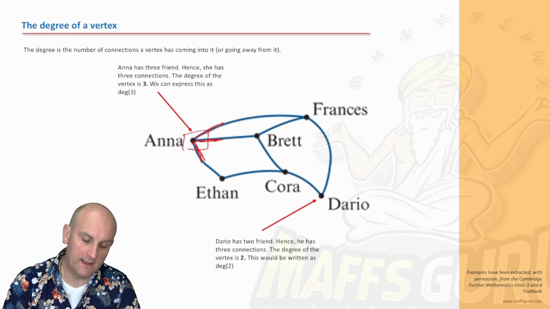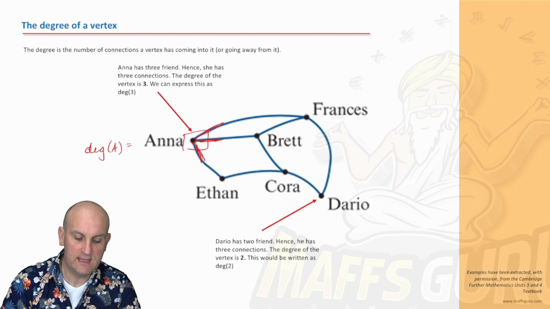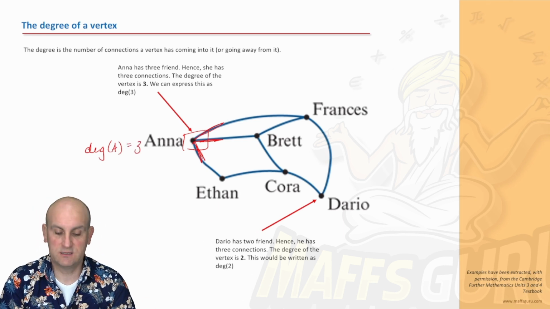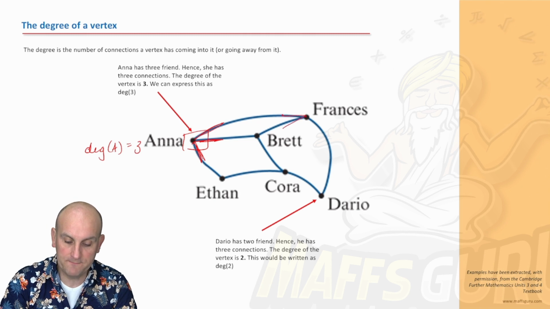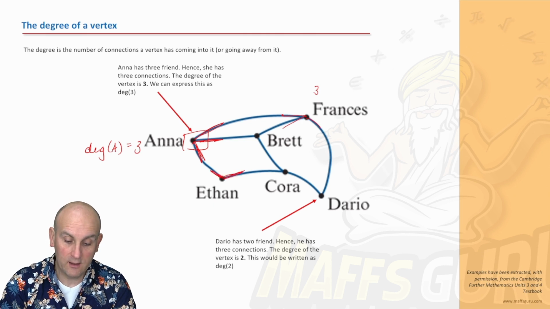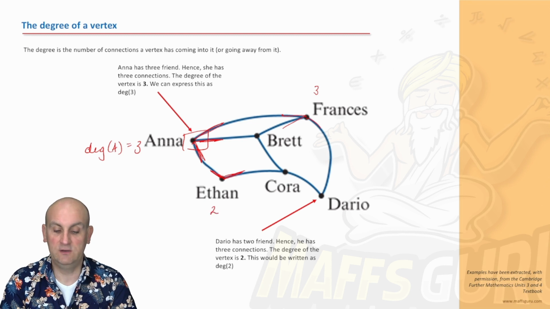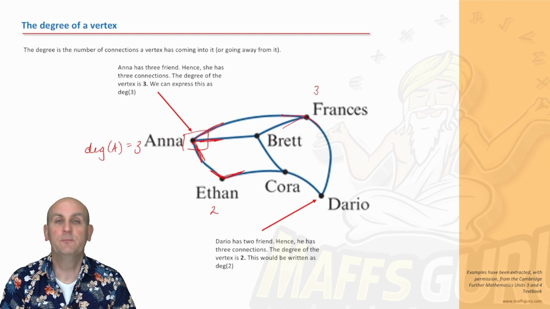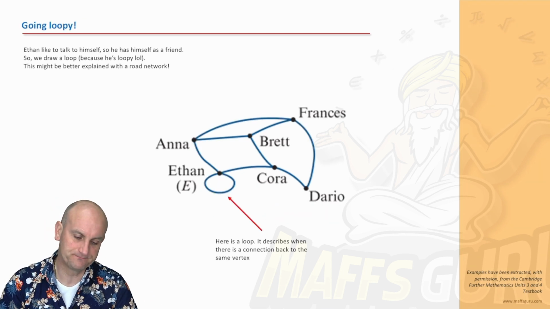And how would we write that? Well, we could write the degree of Anna is equal to 3. Yes, so the degree of Anna is 3. What about Francis? We've got 1, 2, and 3. So again, that is degree 3. Ethan, on the other hand, only has 2 connections coming into him, so in which case that would be a degree 2. And knowing the degrees of these things, again, comes in handy later, particularly when we're trying to wander around these particular connection diagrams.